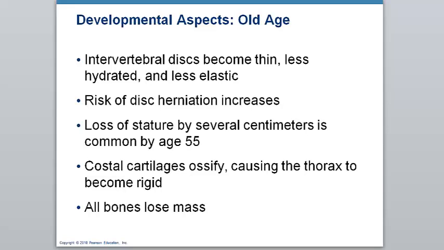The cartilages that are found in the rib cage start to calcify and hence the thoracic cage becomes rigid, hence you have trouble breathing. Overall, the bone starts to lose its mass as you get older because the osteoclast activity, which is breaking down of the bone, is predominant compared to osteoblasts, that is formation of the bone matrix. Now this completes your chapter 7.